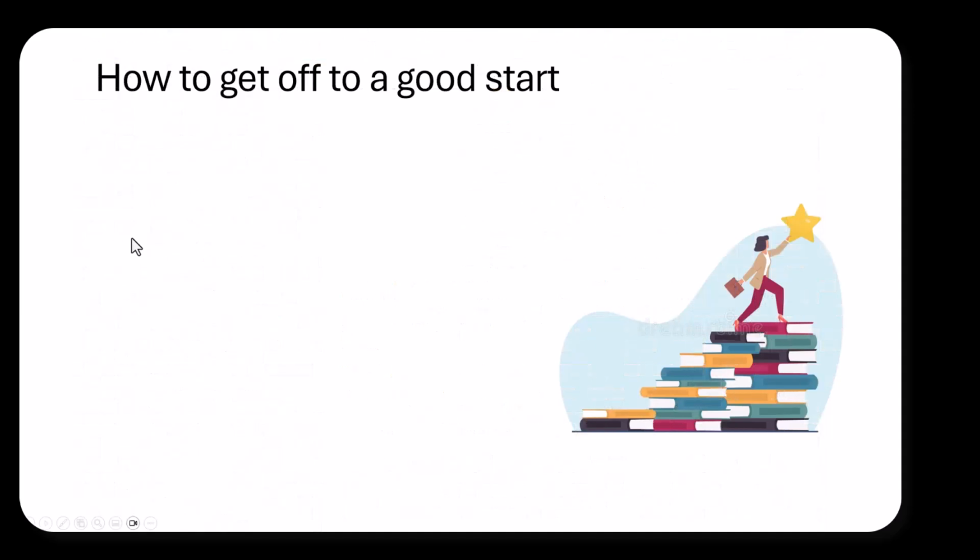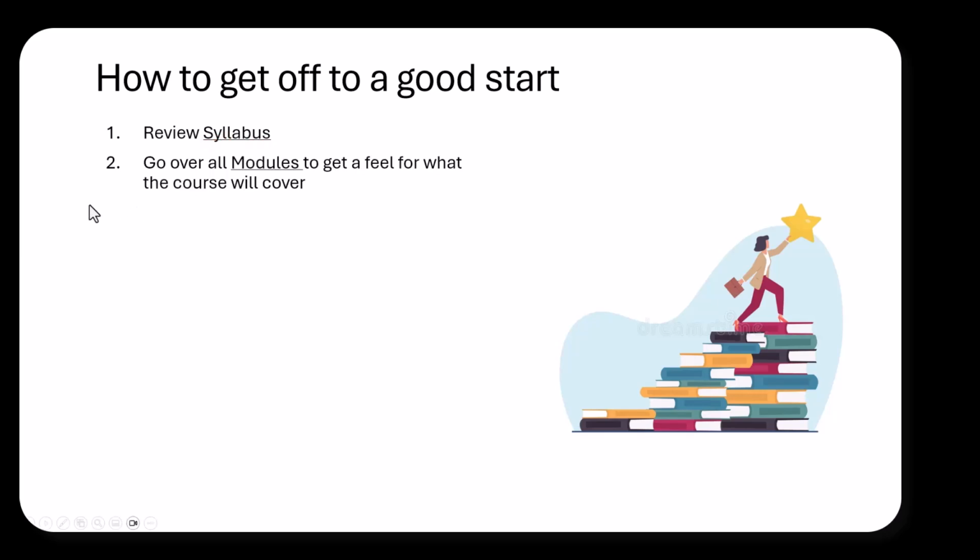Okay, that does it. So let me summarize now how to get off to a good start. Review the syllabus. Make sure you know all the rules and regulations. Now, many of the questions on the first quiz, the Getting Started quiz, will be included in or coming from the syllabus. Two, go over the modules and get a feel for what the course will cover. Kind of have an idea of where we're going to be going.